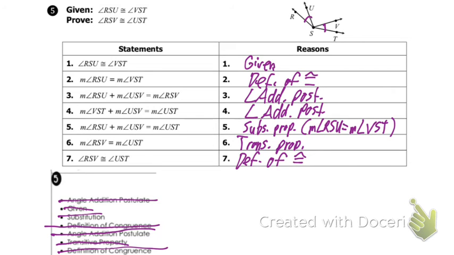Questions on number 5? Number 4 and 5. We cannot switch around number 4 and 5 because angle VST plus the measure of angle USV does in fact add up to the measure of angle UST by the segment addition postulate. But if we look down here, the measure of angle RSU plus USV does not give us the measure of angle UST, because those two parts don't make this whole. Does that make sense?